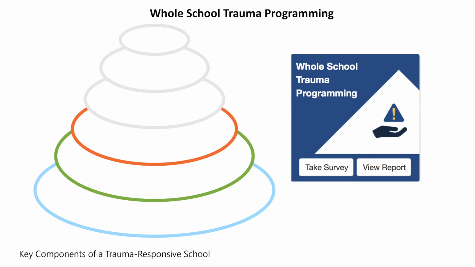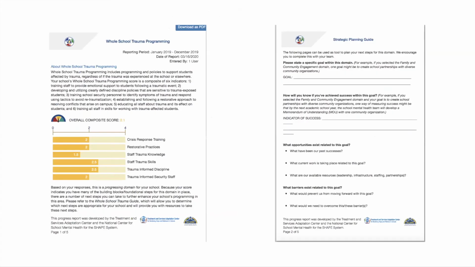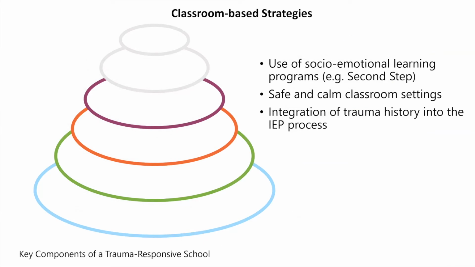All right, so just back to the tool again. You take your survey, you get your feedback report, you have your strategic planning guide, you go to the resource library and you get all your recommended best practices for that domain and strategies for implementing them. Then we move up to classroom-based strategies, which was another key component that our expert panel decided needed to be part of a trauma-responsive framework.